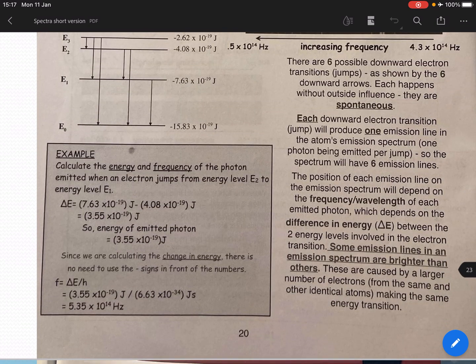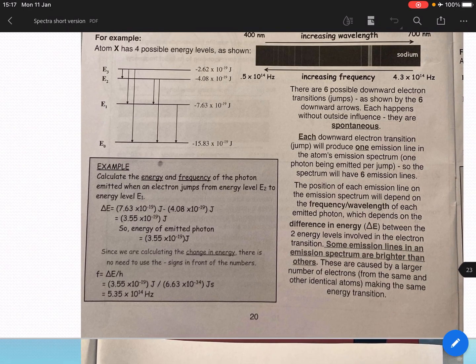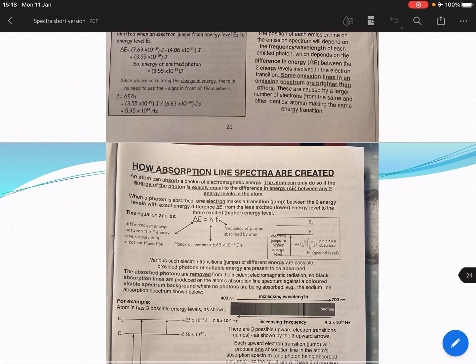There's an example given there at the bottom, which is basically just similar to what we have just done. So you've got the chain working out from something going from E2 to E1. They've worked out the difference in amount of energy, stuck that into E equals hf. That's given the frequency, and you can then use v equals f lambda to work out the wavelength.